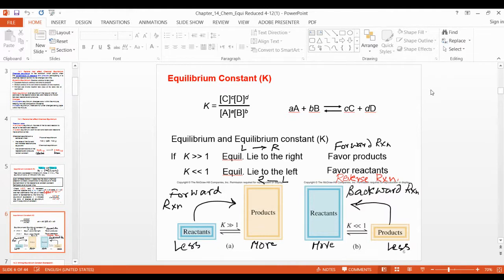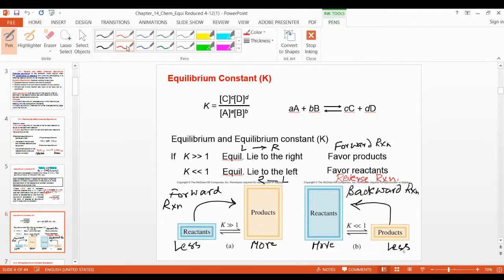If K is equal to 1, neither less nor greater, medium, right? It means it favors neither the product nor the reactant.